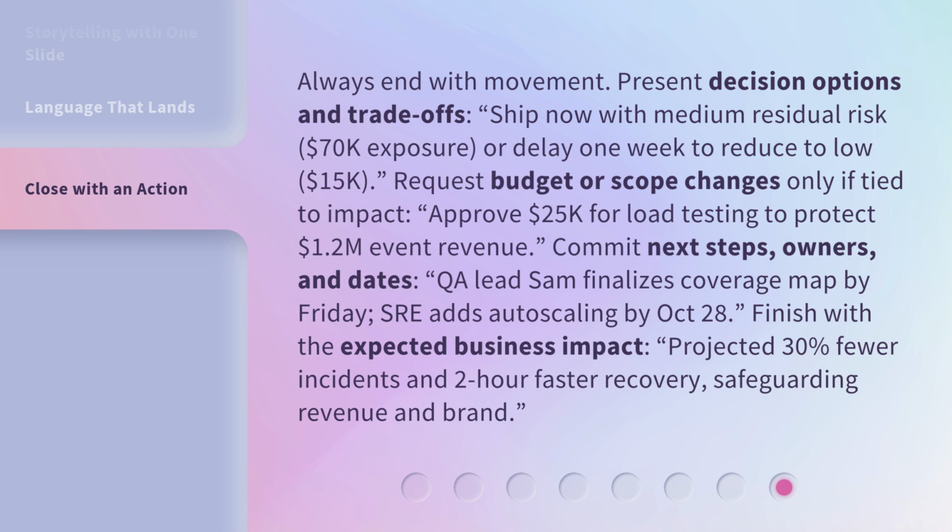Commit next steps, owners, and dates. QA lead Sam finalizes coverage map by Friday. SRE adds auto-scaling by October 28th. Finish with the expected business impact. Projected 30% fewer incidents and 2-hour faster recovery, safeguarding revenue and brand.